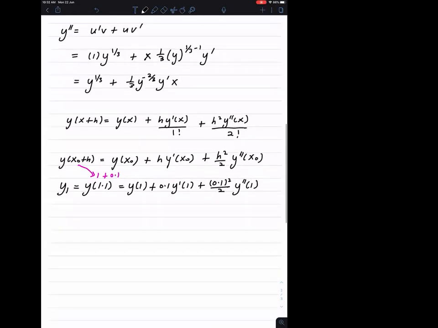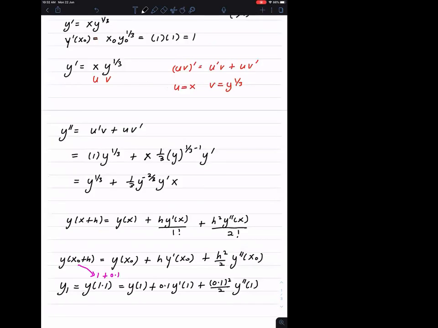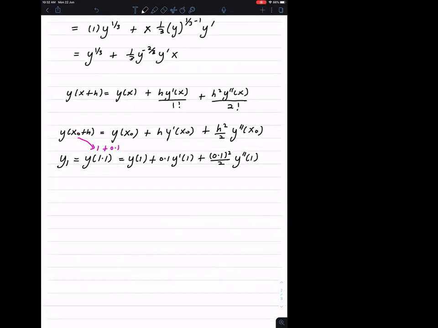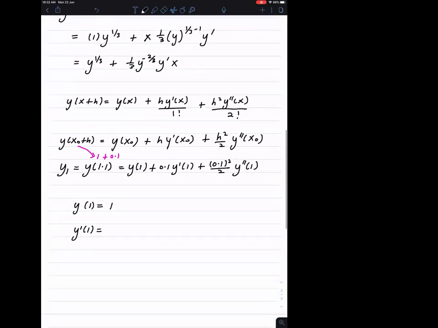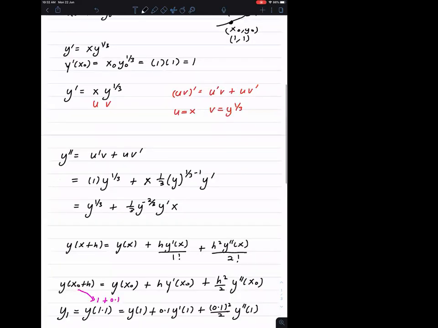We can come and evaluate what is y prime. You can evaluate this here. So you need to find what is y1 prime. Y prime at 1 is already given to you as 1. You go back here, you need to see the formula for y prime.